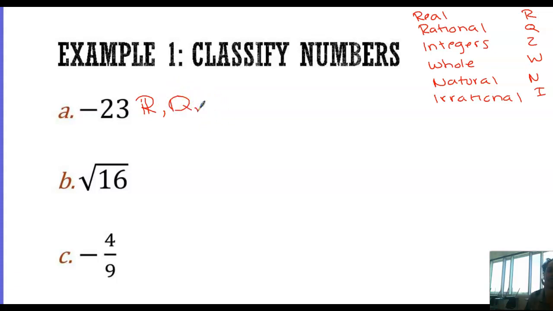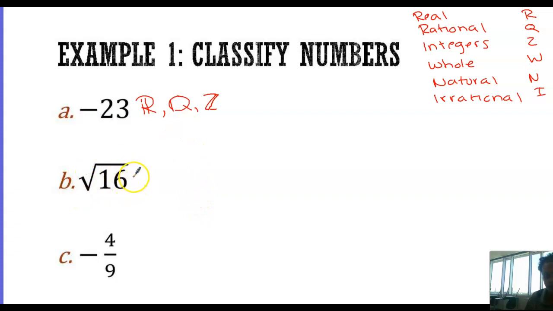Next, is it an integer, a positive or negative whole number? Of course, it's a negative whole number. And whole numbers start at 0, so not including negatives. So this would be real, rational, integer.